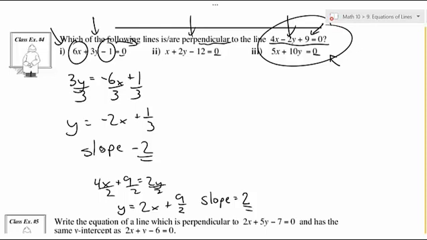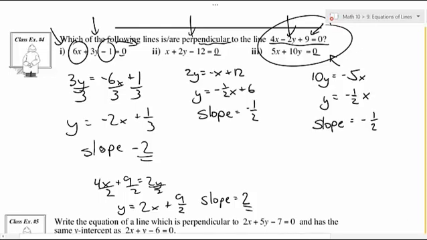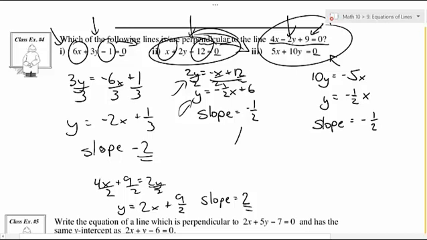I want you to try number 2 and number 3. Press pause now. We're back, and what I've done here is I've taken our general equation and put it into something that looks like y equals mx plus b, by taking these values, putting them over to the other side, having it look like this, and dividing everything by what's in front of the y. We get a slope of -1/2. We compare that to the slope of the given equation, and it is the negative reciprocal.